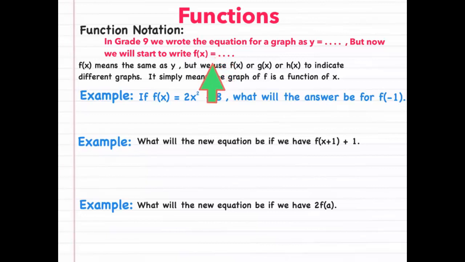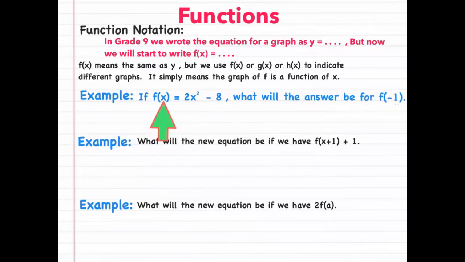Okay, now, here is an example. If f(x) is equal to 2x squared minus 8, well, that means y equals 2x squared minus 8. And if we want to find the y value, we need to know what the x value is, right? So here our function is equal to 2x squared minus 8. What will the answer be for f of minus 1? And then in the place of the brackets, we've got minus 1.